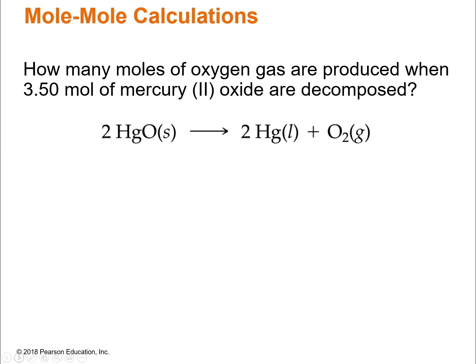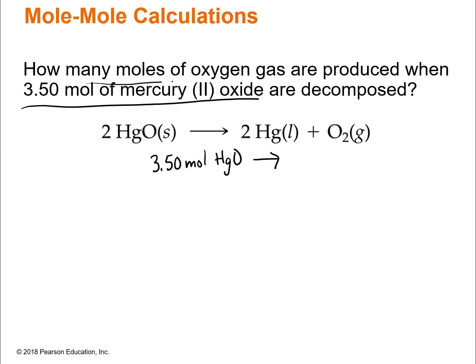So let's show how we actually use these mole ratios. How many moles of oxygen gas are produced when 3.50 moles of mercury 2 oxide are decomposed? Here we've got a mole to mole calculation. We have moles of one thing. We're trying to convert to moles of another using the chemical equation. The first thing that I like to do is write out what I have and figure out what units I'm trying to get to. What we're given is the moles of mercury 2 oxide. The question is asking for how many moles of oxygen gas.